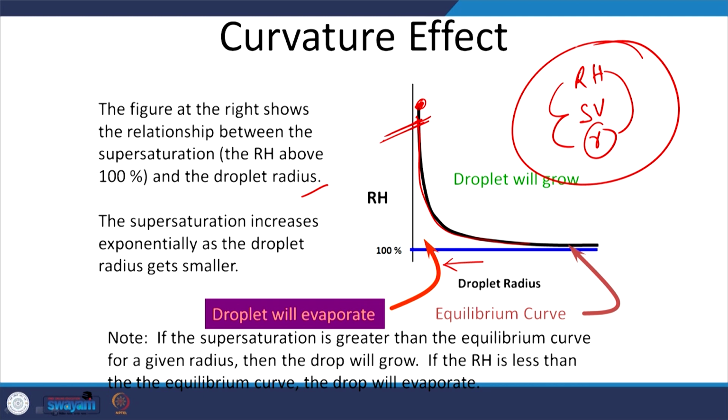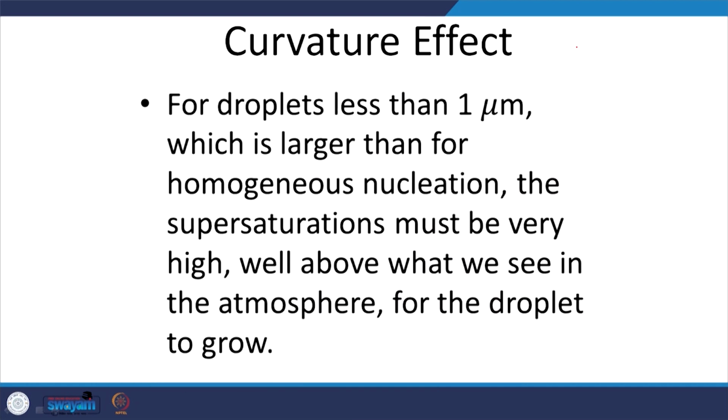So, if the supersaturation is greater than the equilibrium curve for a given radius, then the droplet will grow. If the relative humidity is less than the equilibrium curve, then the droplet will evaporate. Right. So, for droplets whose size is less than 1 micrometer, which is the case for homogeneous nucleation, the supersaturation values must be very high, well above what we see in the atmosphere, for the droplet to grow.